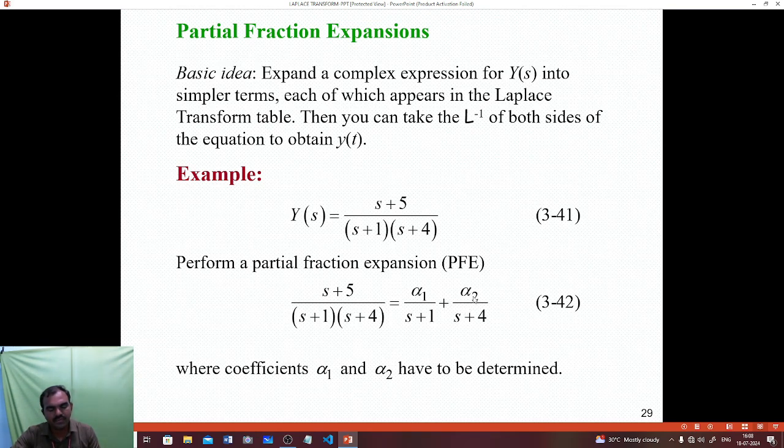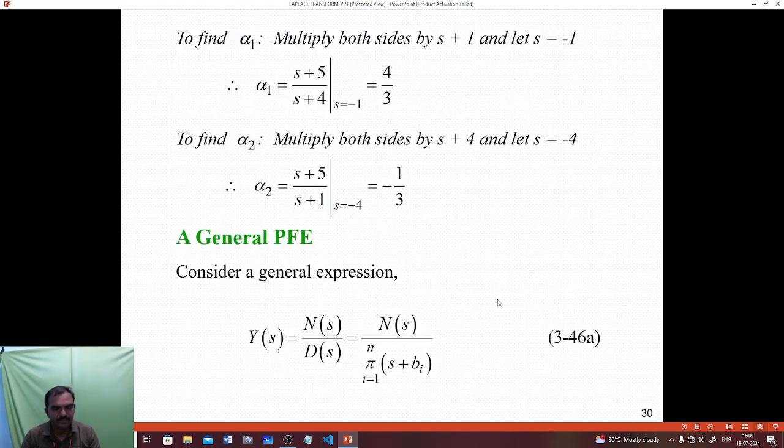And here alpha 2 value is minus 1 by 3. L inverse of 1 by s plus 4, what we get? e power minus 4t. So, in general, that is partial fraction.